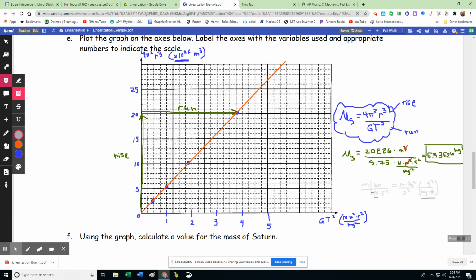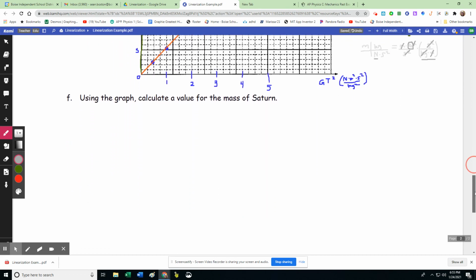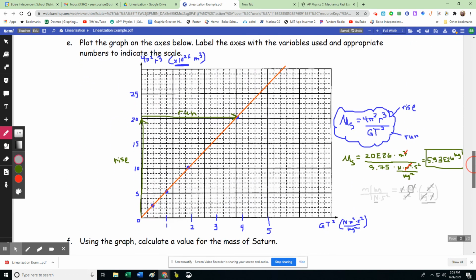Boom. Oops, let me grab my pen here. My meters are going to go away. My seconds squared are going to go away. My kilogram here and here, and I'm left with this kilogram. So I get kilograms for my units for the mass of Saturn, which works out a-okay. And I really like my answer because Saturn is probably very big, and it's a lot of kilograms. Okay, so at this point, we are done.